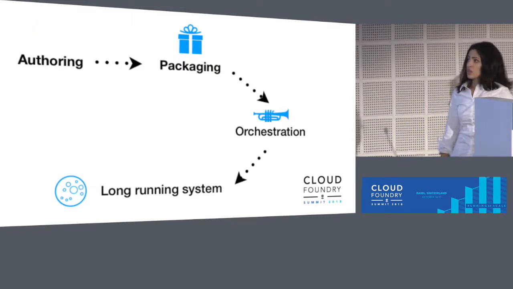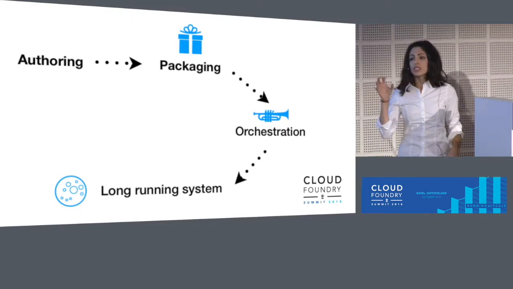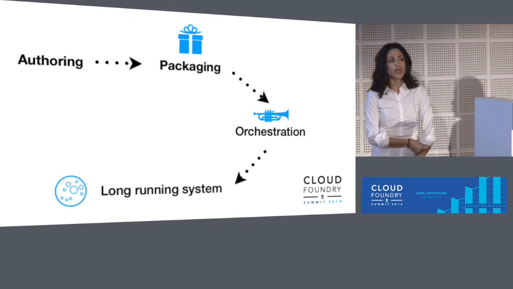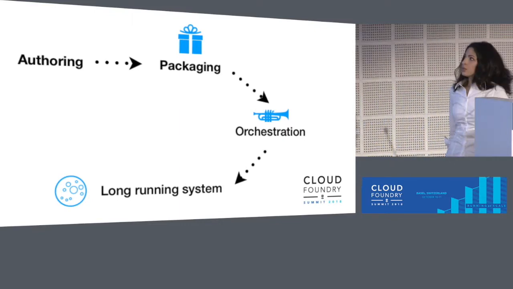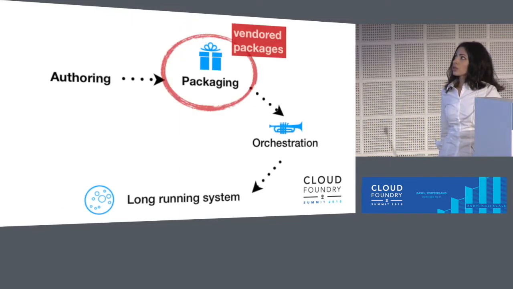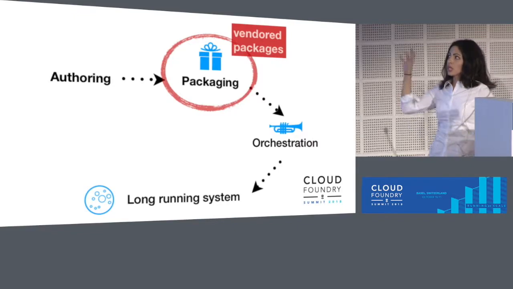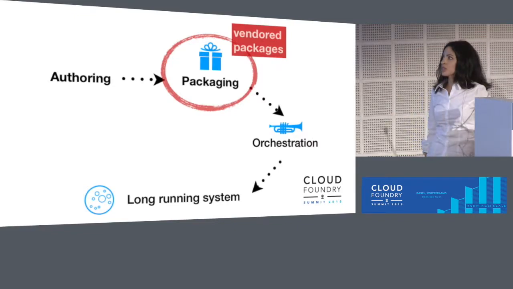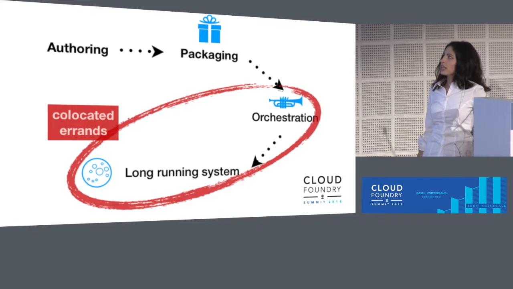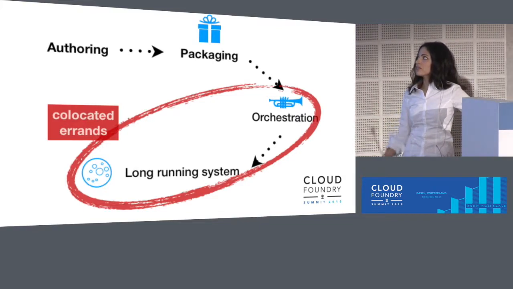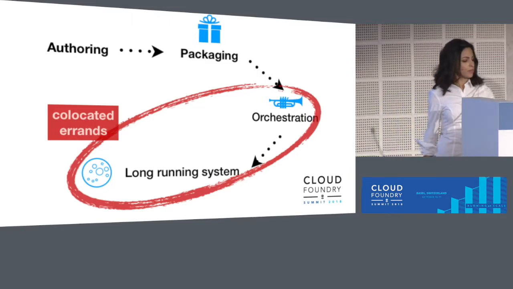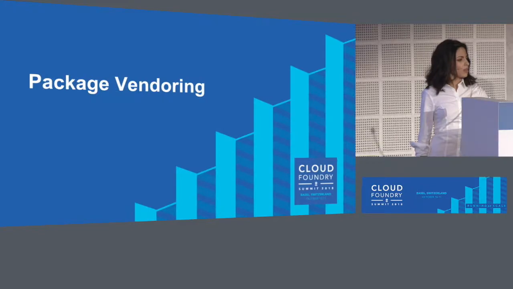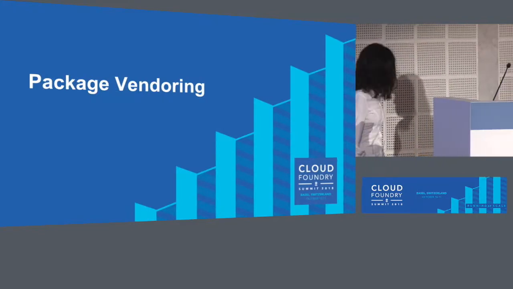Okay, so this was a very high-level view of all the stages in the software lifecycle that Bosh offers tooling for and gets involved in. Later on, we're going to focus in on two. We're going to talk about vendor packages that come into play in the software packaging stage, and then colocated errands that are most active during orchestration and the responsibilities of Bosh over a long-running system. And with that, Maya will take you over package vendoring.